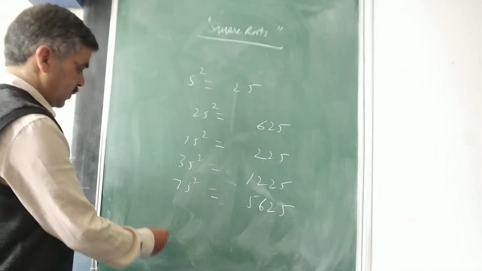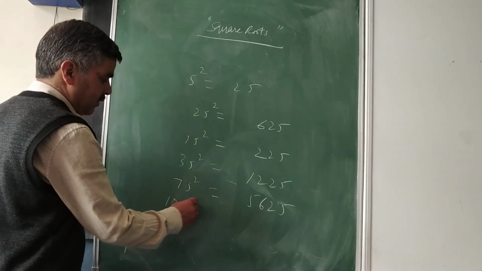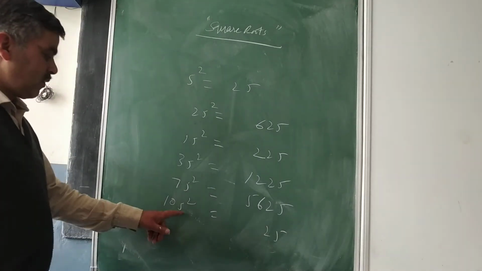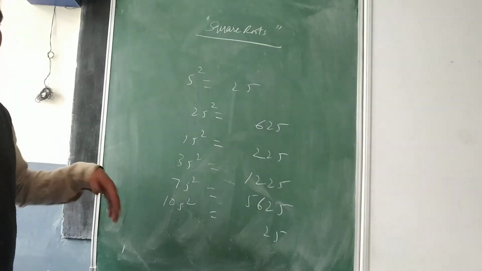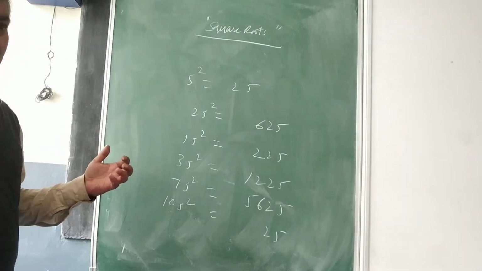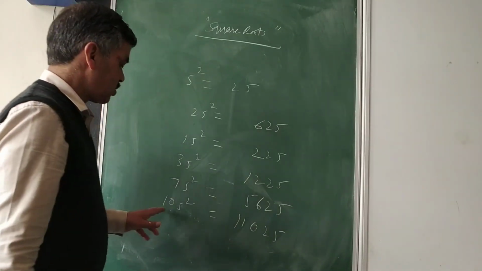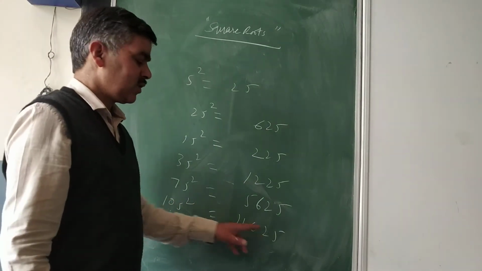So suppose you are talking about 105 square. What happens? 5 square is what? 25. And what is the predecessor now? 10. Add 1 to 10, that is what? 11. So 11 into 10 is what? 110. You can check your answer. The square of 105 will be 11,025.